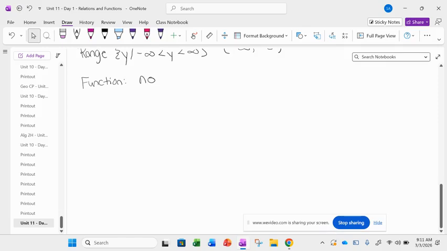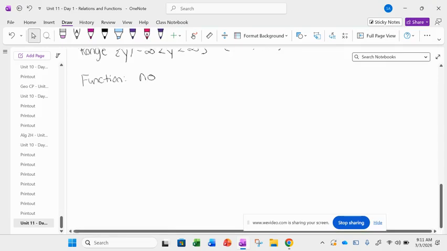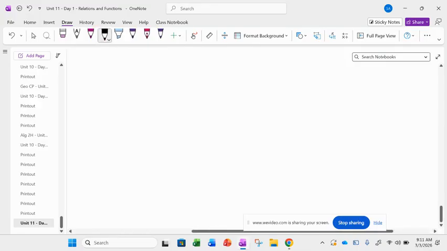Let's talk about composite functions. Actually, no, I don't want to talk about composite functions yet. Let's talk about the domain and zeros of a rational function. So we're going to talk about domain.